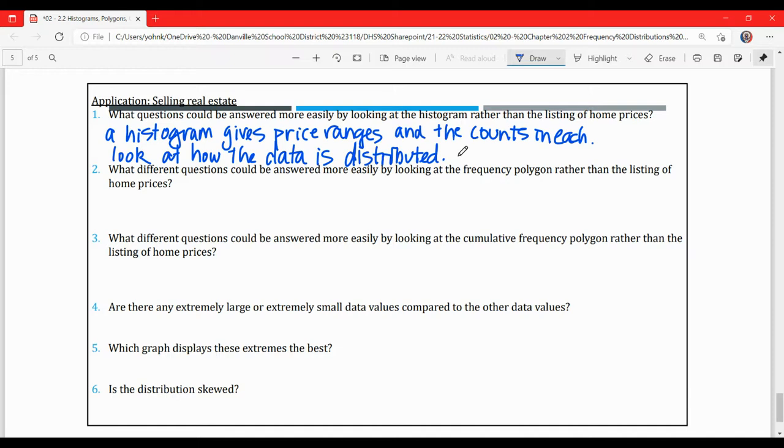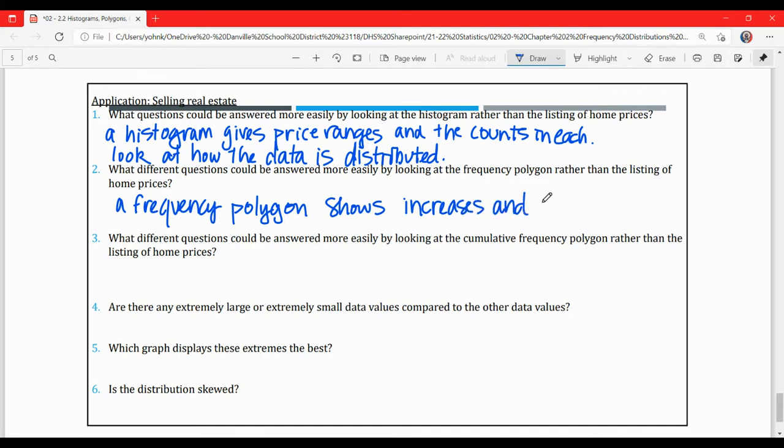Number 2, what different questions could be answered more easily by looking at the frequency polygon rather than the listing of the home prices? Well, a frequency polygon can show you where the increases or decreases are in the data. So a frequency polygon shows increases and decreases in the data.